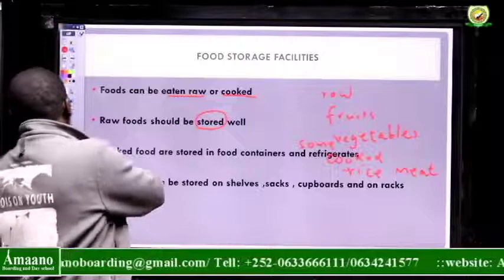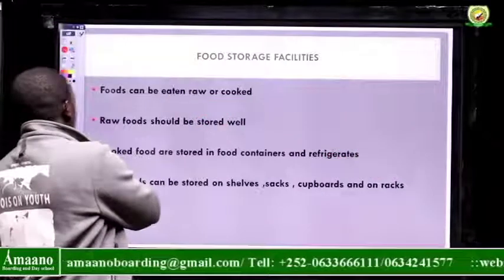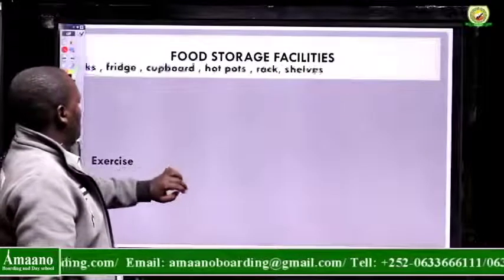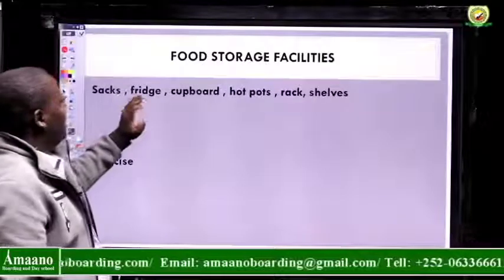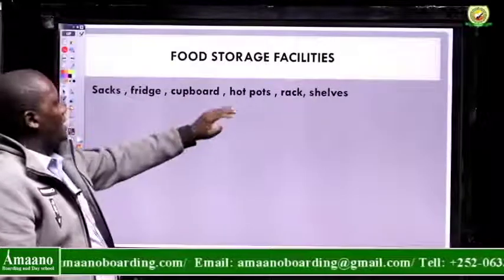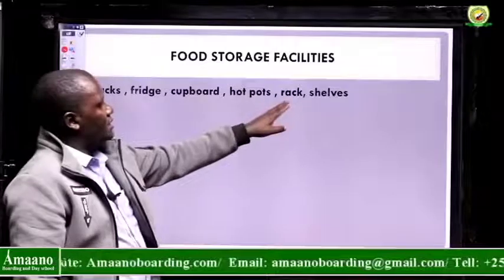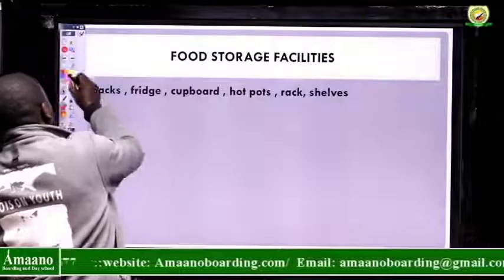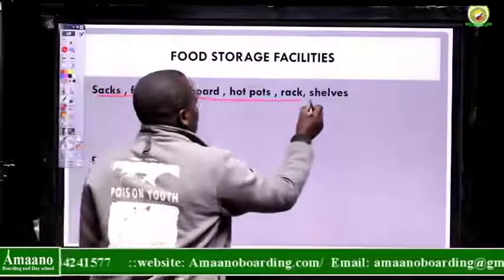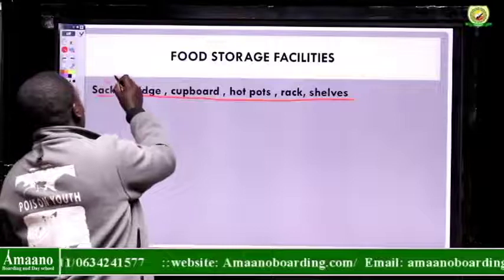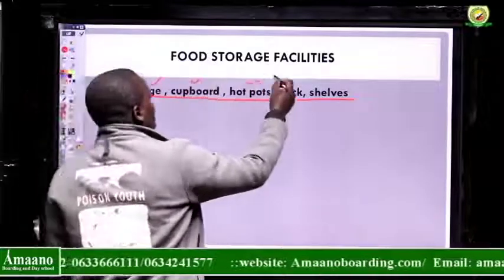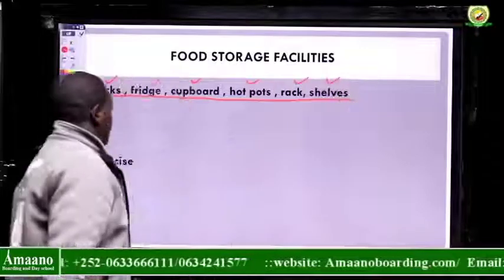Then I have the next part. It's about the exercise. We have the sack, a fridge, a cupboard, a hot pot, a rack, and the shelf. I have already shown you the pictures of all these things. I showed you a sack. You know it very well. I showed you a fridge, cupboard, hot pot, rack, and a shelf.